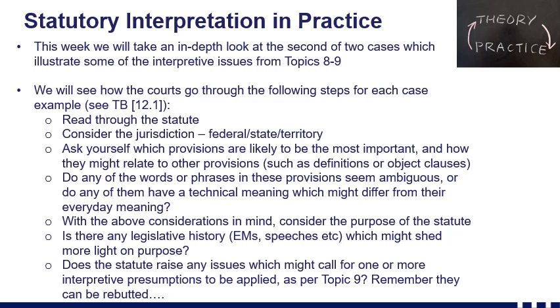Last week we looked at the case of Lupino and Fisher, and we looked at some definitions in the Commonwealth Crimes Act, around the definition of a computer or a data storage device. This week we're going to have a look at another case example closely, going through many of the same steps. So here on this slide is the list that you've been given in your textbook at 12.1, chapter 12.